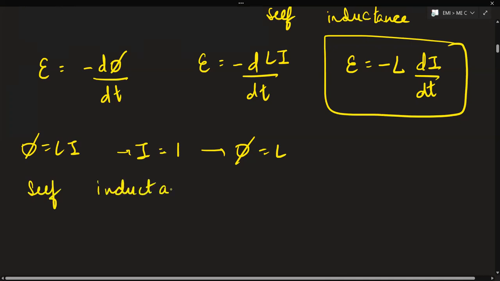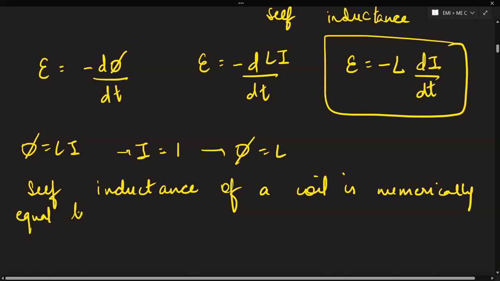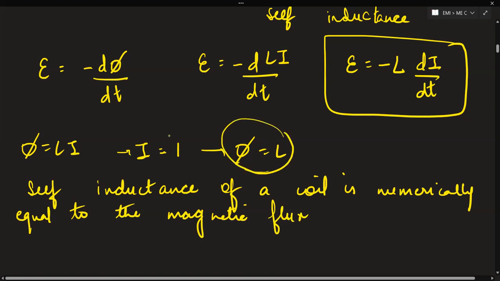You can define the self-inductance of a coil as numerically equal to the magnetic flux. But when is this condition valid? When this condition is given, that is when unit current flows through it.